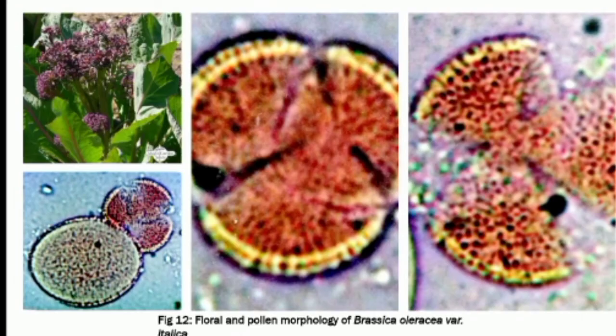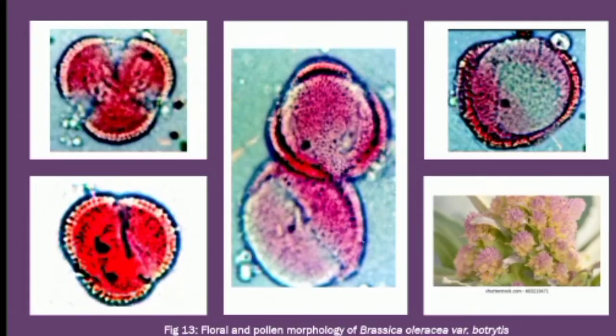Further, the floral and pollen morphology of the Brassica oleracea variety italica has been shown. Tricolporate pollen are observed, distinct colpi are noticed. The shape is spheroidal to lobate, and pollen diameter is 2 micrometer. Further, the floral and pollen morphology of the Brassica oleracea variety botrytis has been shown, and tricolporate pollen are observed. Subcircular shape is observed in polar view.